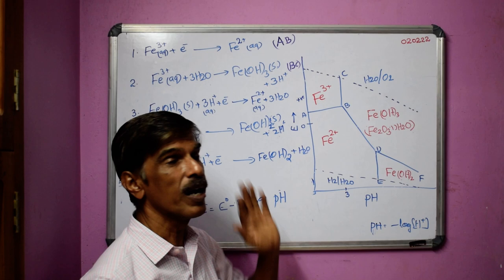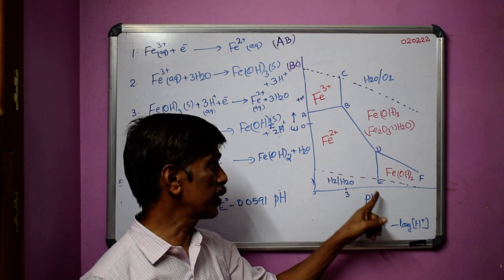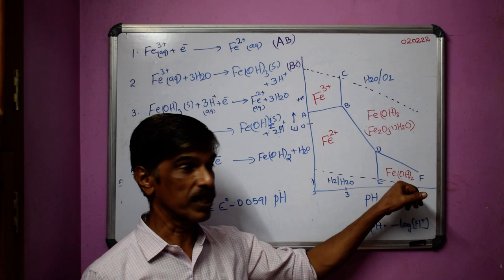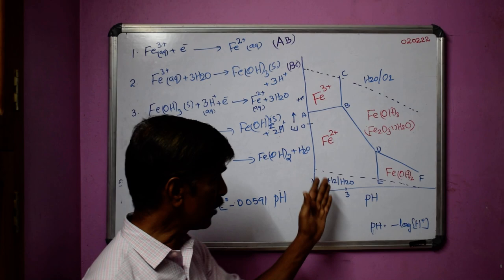And if the conditions are reducing, you can see that at lower pH, iron will be present as Fe2+. At higher pH, it will be present as Fe(OH)2, ferrous hydroxide. So iron 2+ exists in that region. Natural waters have a pH between 4 and 9, so in reducing conditions iron exists as Fe2+ or Fe(OH)2.